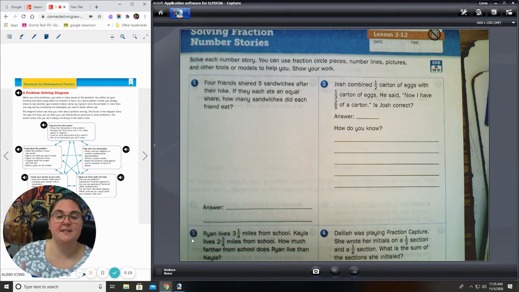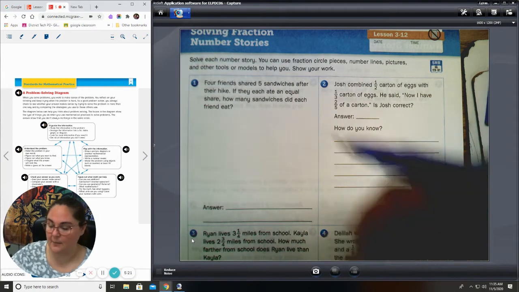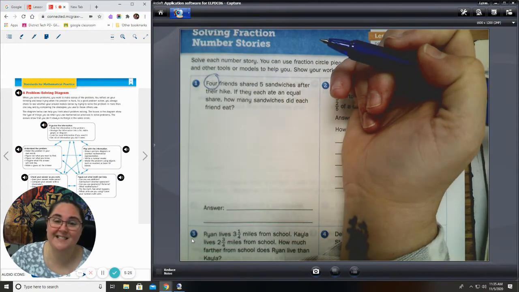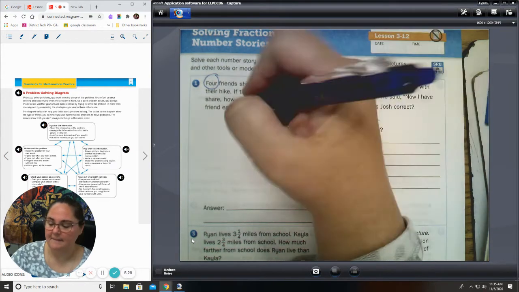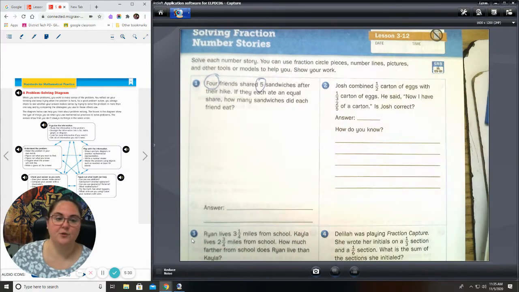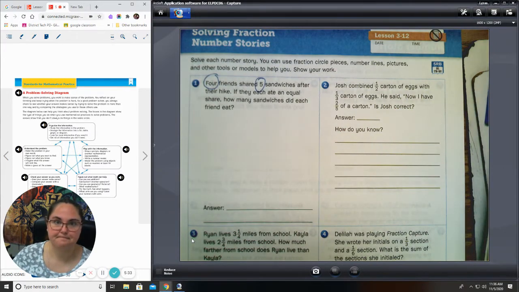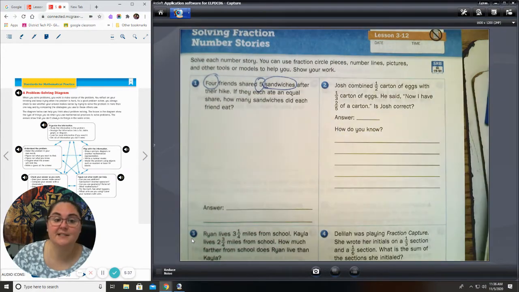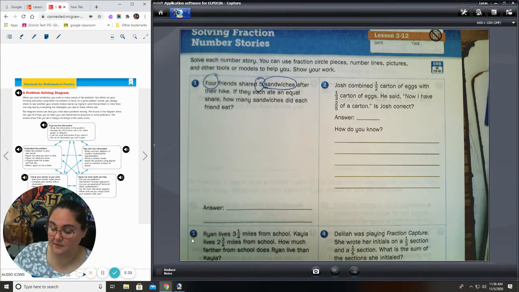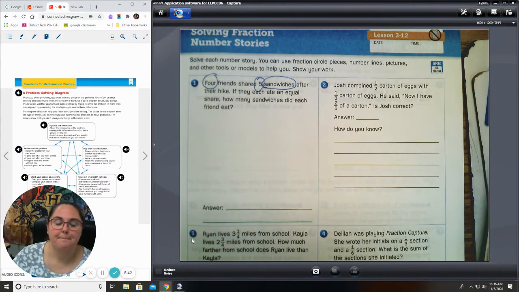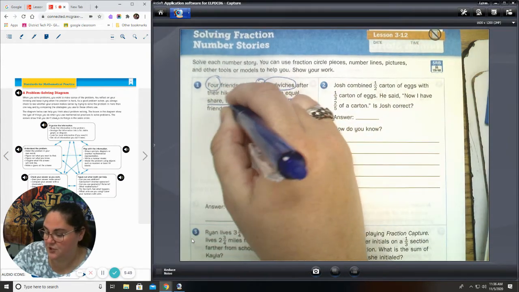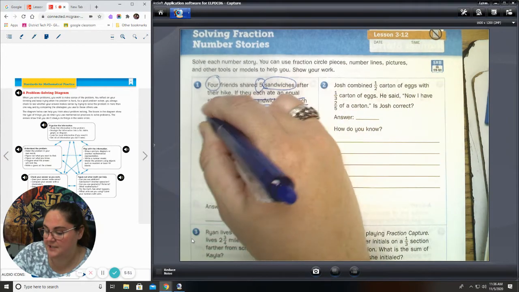So in the CUBES method, the first thing that you do is you circle important numbers. So I'm going to circle 4. Technically, it's a word, but that's still a number. It's a number word. 4, and I'm going to circle 5. Circle important numbers. Also, you can circle units because it's going to ask about sandwiches later. Do you see that? Underline the question. So the U stands for underline the question. If they each ate an equal share, how many sandwiches did each friend eat?